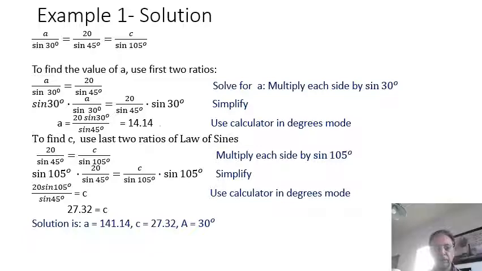To find c, use the last two ratios of the law of sines. 20 over sine 45 degrees equals c over sine 105 degrees. Now multiply each side by sine 105 degrees, and then you can cancel out and you get c on the right side and on the left side 20 times sine 105 degrees over sine 45 degrees. You put it on the calculator and you will get c equal to 27.32. So the solution is a is 14.14, c is 27.32, and A is equal to 30 degrees.